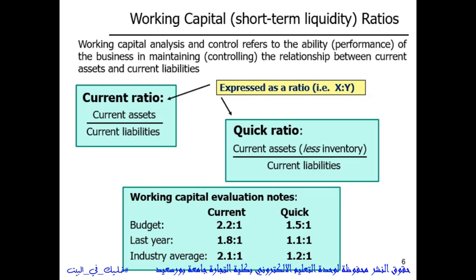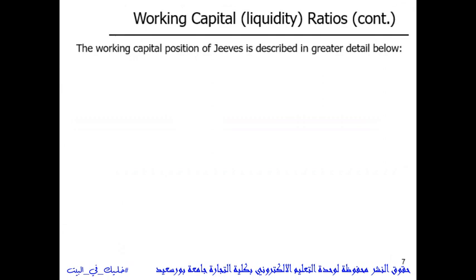As we said before, we will have notes for each ratio, working capital evaluation notes, and we give you the budget to compare with the budget, the last year and the industry average. So let's move to in-class exercise 3. In-class exercise 3, given the same data, he gives you the current assets and the current liabilities and requires you to calculate the current ratio and the quick ratio and comment on your results. Don't forget to comment on your results for every ratio.